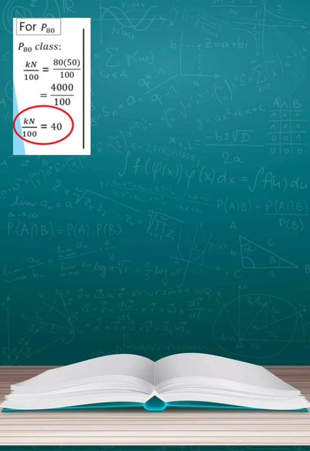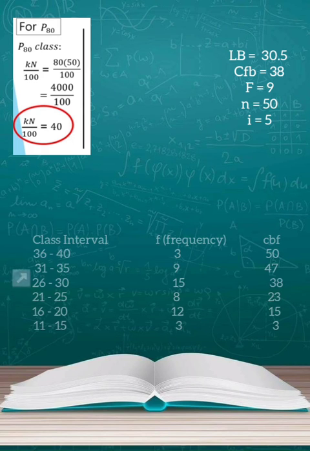Using the same table, the lower boundary is equal to 30.5. The cumulative frequency before is equal to 38. The frequency of the 80th percentile is 9. The sample size is 50 and the interval is 5. This is where the 80th percentile is located.